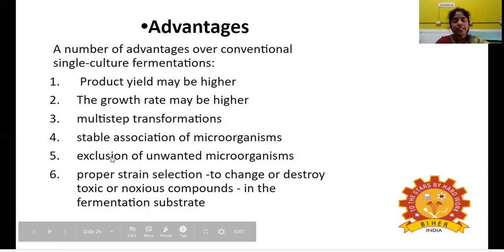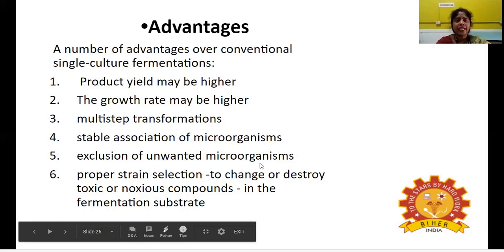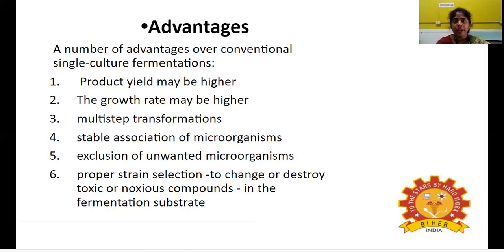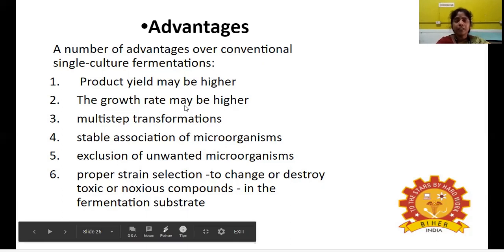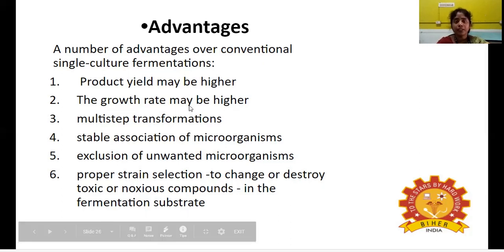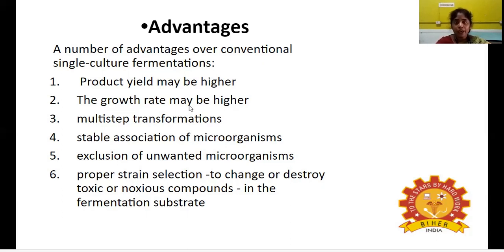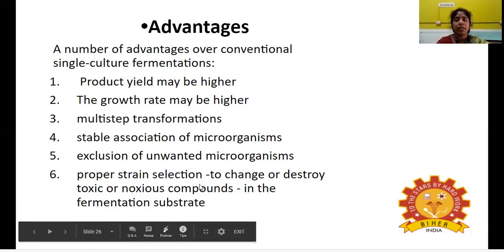Then the next advantage is the exclusion of unwanted microbes. That means contamination has to be avoided. We should maintain the culture as a subculture rather than disturbing the mother culture. So we have to keep on inoculating once in 10 days for maintaining the aseptic condition, sterility or pure condition of a culture without contamination.